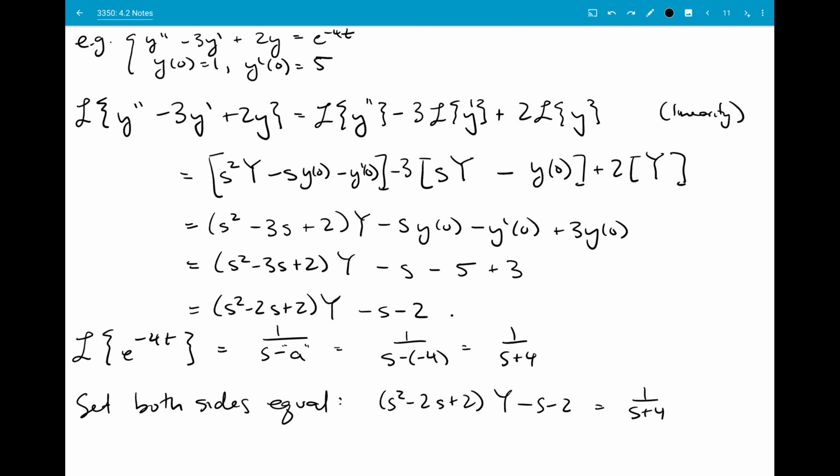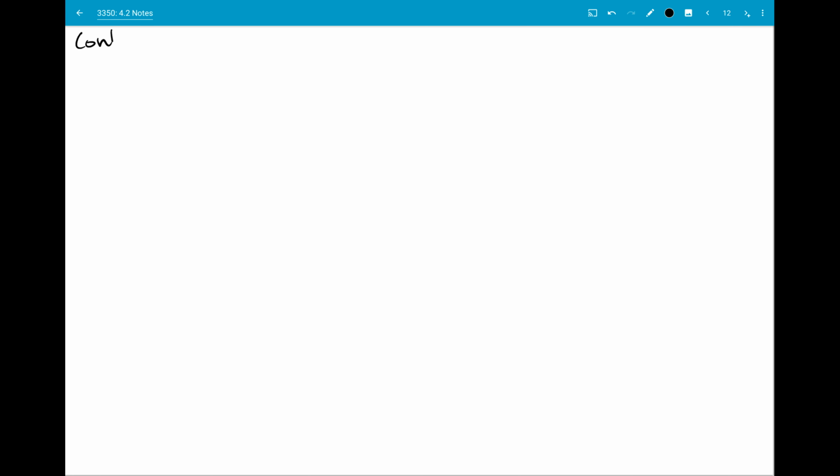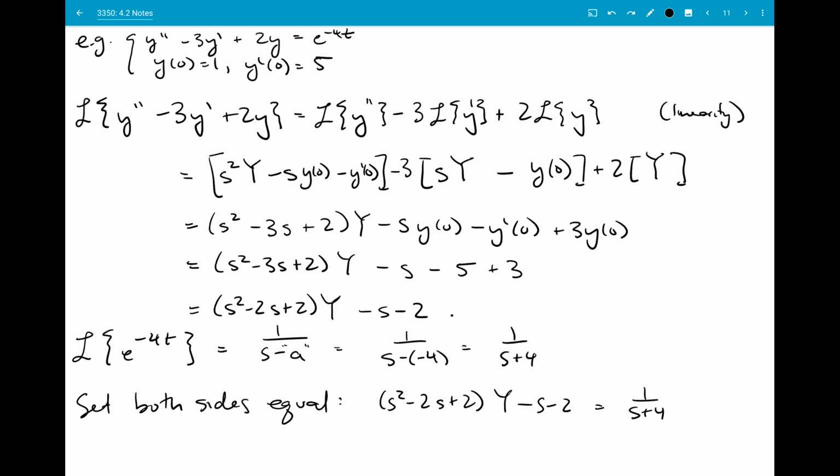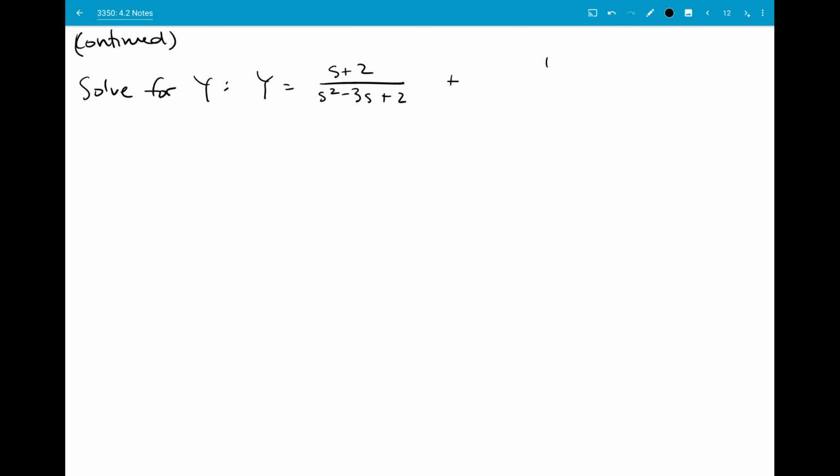And if we wanted to solve for Y, actually, I'll go ahead and just write that on the next slide because I would rewrite it anyhow. If we solve for Y, what we would have is Y equal to (s plus 2) over (s squared minus 3s plus 2), plus, let's see, 1 over (s squared minus 3s plus 2) times (s plus 4).